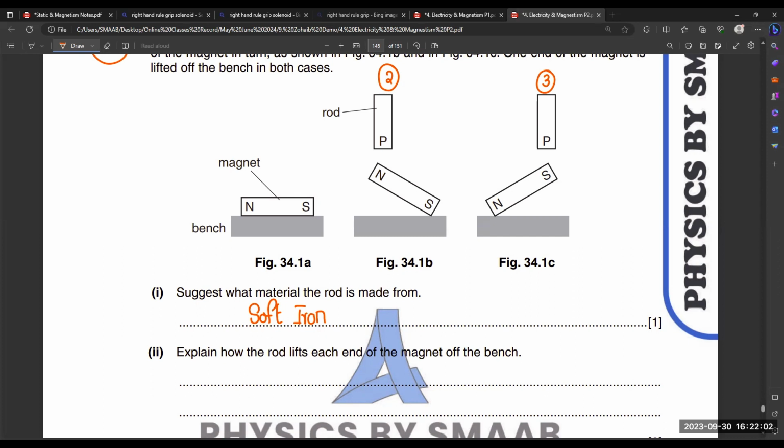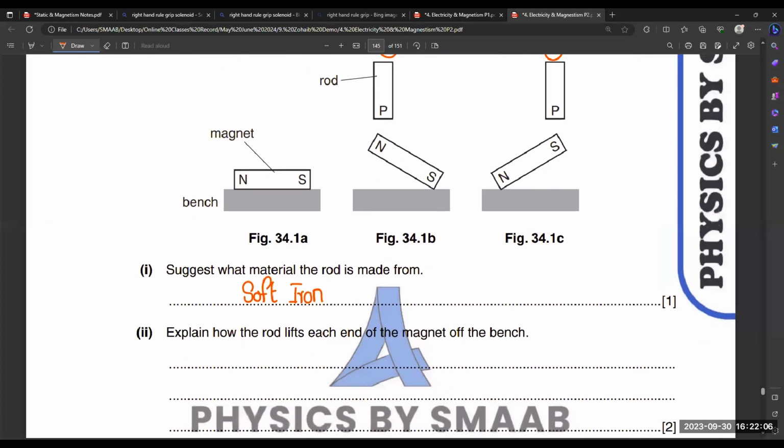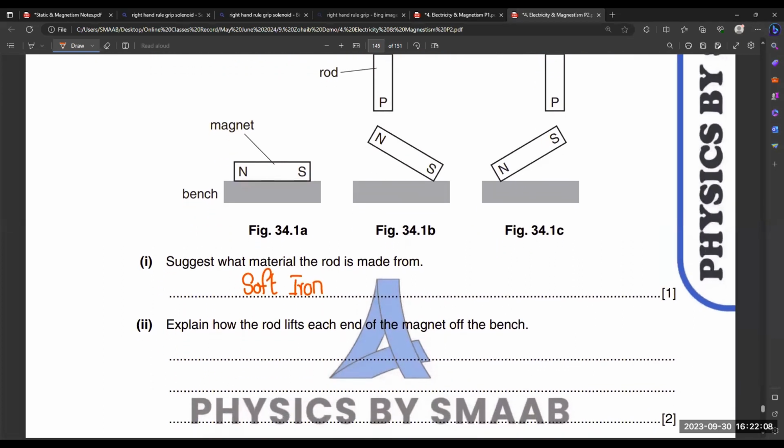Actually, when you place the rod close to the magnet, the rod is a magnetic material and it can be attracted by the North Pole, right? And after that, it demagnetizes, and when you place that rod on the next pole of the magnet, it is also attracted by that pole, right? So we can say that.